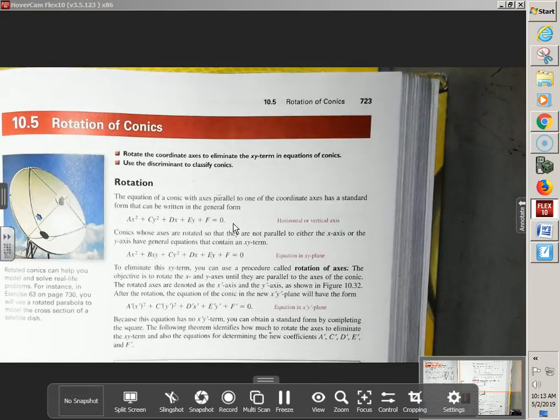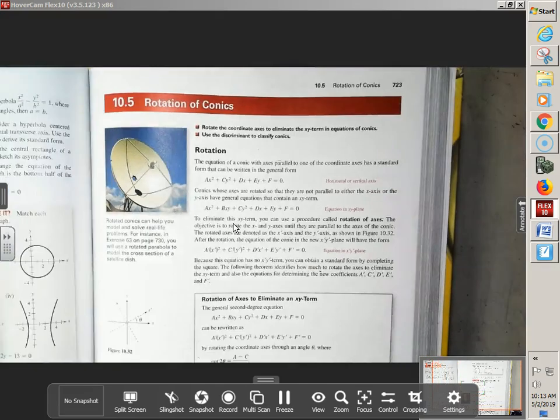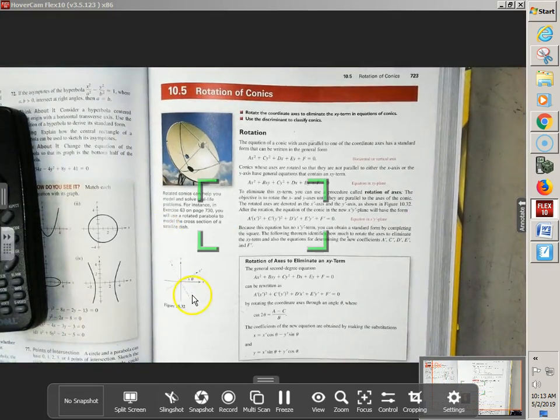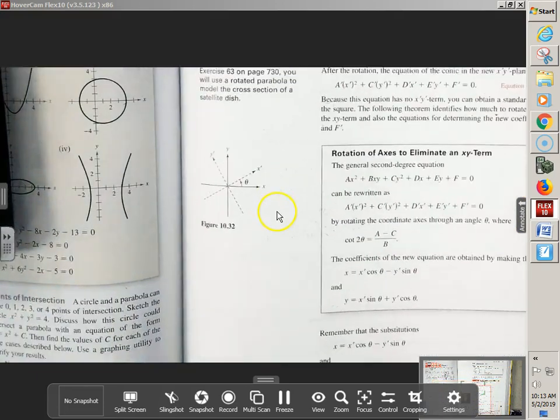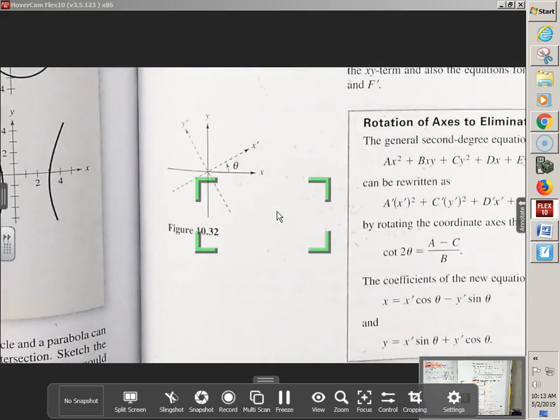Rotation of conics. Rotation? What do they mean in our book by rotation of conics? P.S. Please don't write this. Oh no. Oh, so it's angles? So all of a sudden, what was the XY, what was the major and minor, just got twisted. Rotation, okay, I get it.